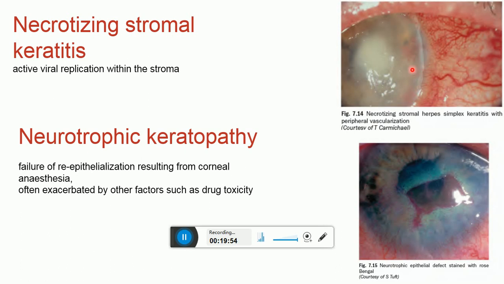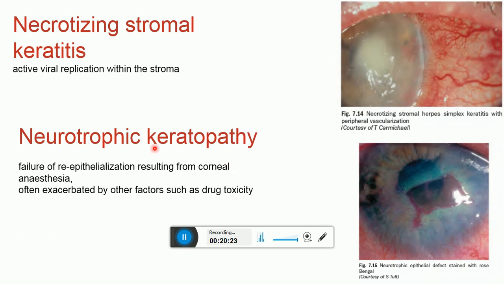The signs are stromal necrosis, melting, profound interstitial opacification, anterior uveitis, and a cuff underlying the active infiltration, epithelial defect, scarring, vascularization, and lipid deposition. Treatment is similar to that of aggressive disciform keratitis. Oral antiviral supplementation, initially at the upper end of the dose range, is commonly used.